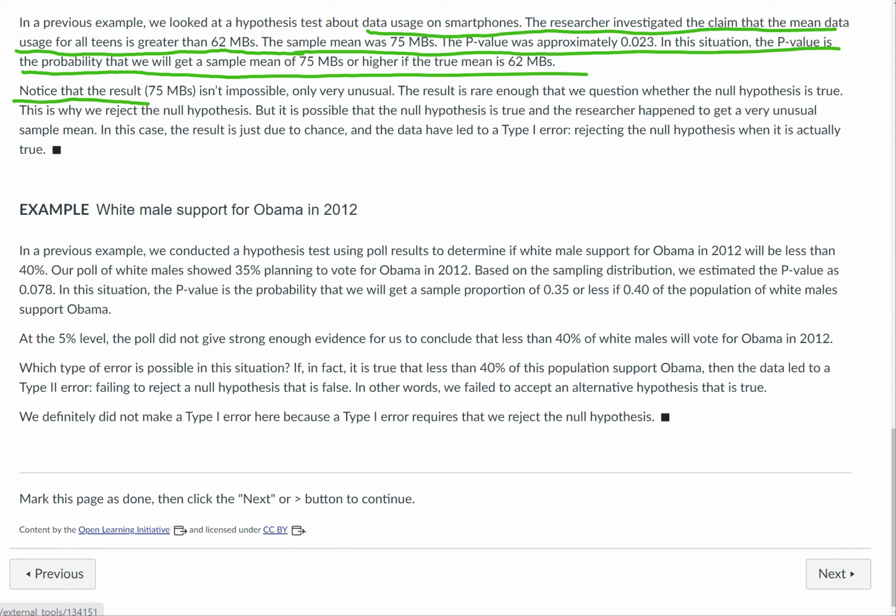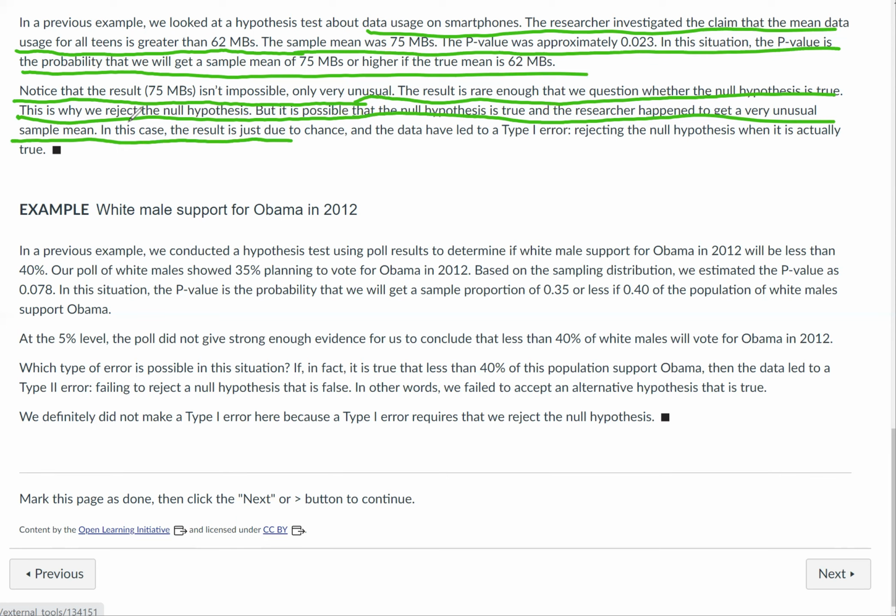Notice that the result, 75 megabytes, isn't impossible, only very unusual. The result is rare enough that we question whether the null hypothesis is true. This is why we reject the null hypothesis. But it is possible that the null hypothesis is true and the researchers happen to get a very unusual sample mean. In this case, the result is just due to chance, and the data have led to a type 1 error. We wouldn't want to reject the null hypothesis when it's actually true.